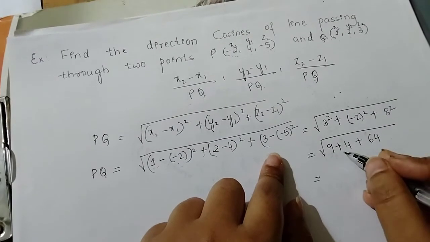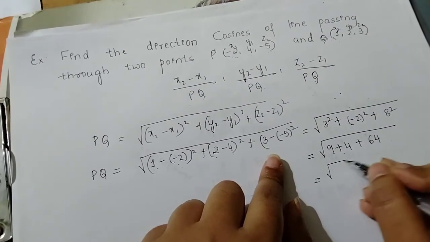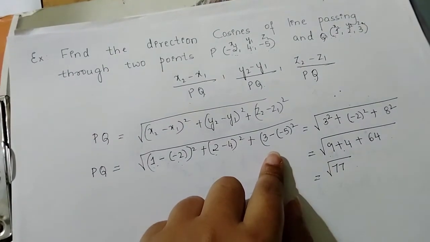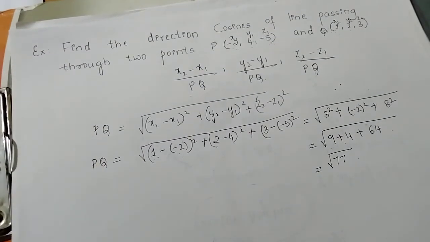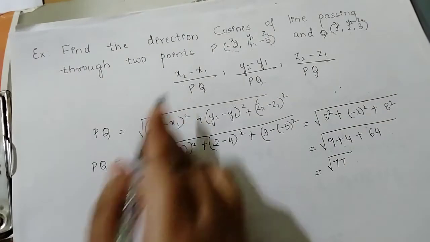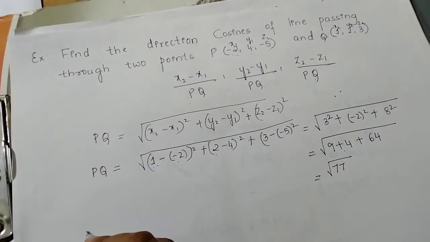64 plus 4 is 68. 68 plus 9 is 77. So you get root of 77. What is root 77? It is length PQ. So first, for PQ, you can easily find the direction cosines.